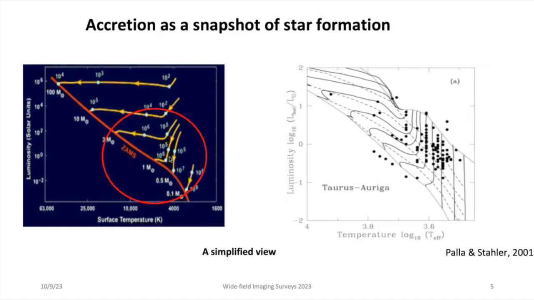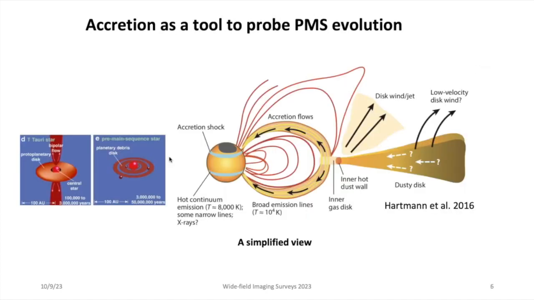So another thing that you can study by capturing these pre-main sequence stars is that you can use them as a probe to understand pre-main sequence evolution itself. So in our current paradigm, it is assumed that the disk is truncated by the magnetic field before it hits the star, and mass flows along the disk to the star via the magnetic field lines.